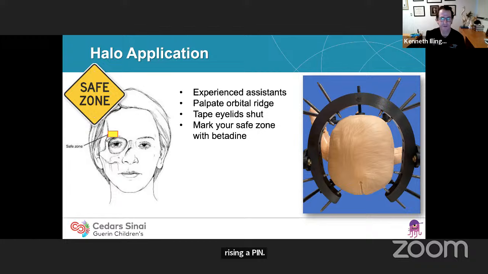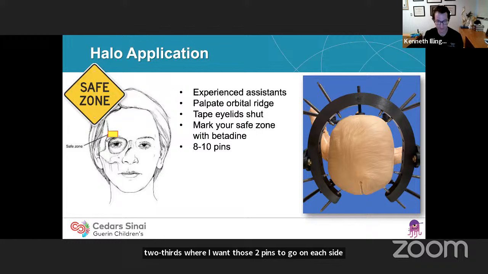Mark your safe zone. So when I'm prepping my patient in the operating room, I always do some chloroprep, but then I also take a betadine swab and put a mark exactly where I want the pin to go. So everybody knows, anteriorly over the lateral two-thirds, where I want those two pins to go on each side. And I mark it with betadine. So we're all on the same page.